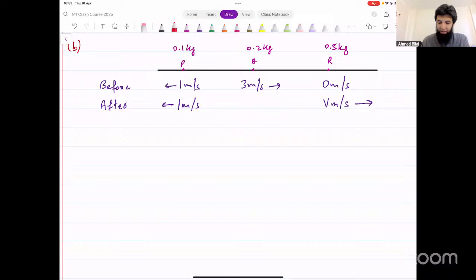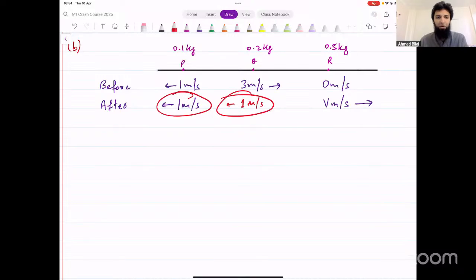Let's think about that. If Q was moving at 1 meter per second, let's say, towards the left side, will there be a collision in this case? If it starts moving towards the left side at 1 meter per second, P is also moving at 1 meter per second, Q is also moving at 1 meter per second. They will not collide in this case, right? Because they're both moving at the same speed towards the left.